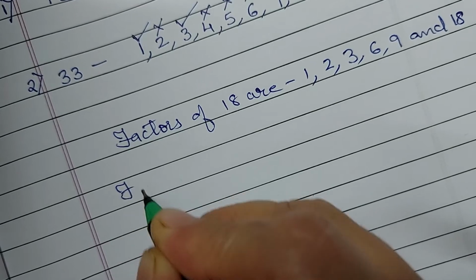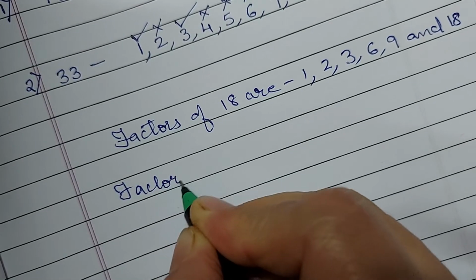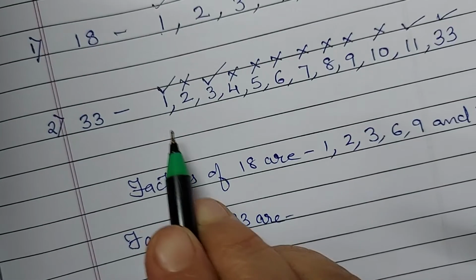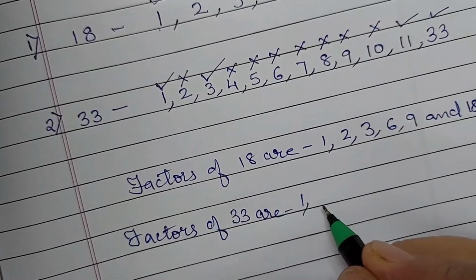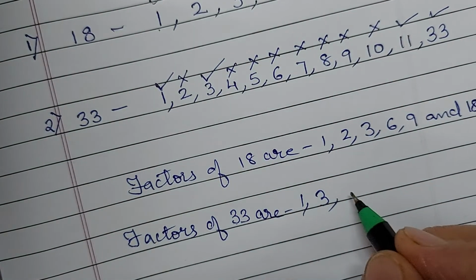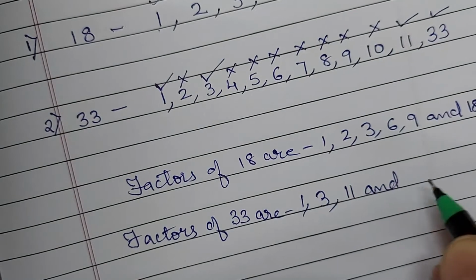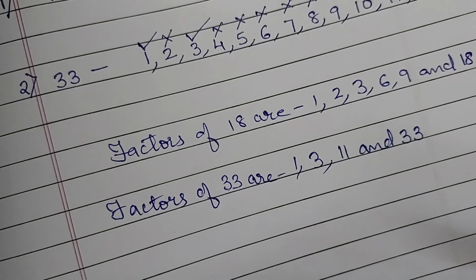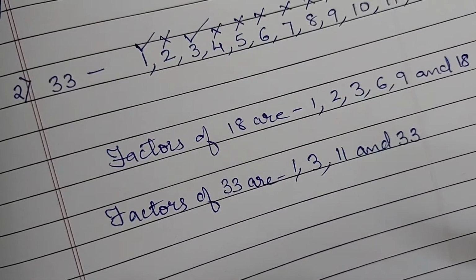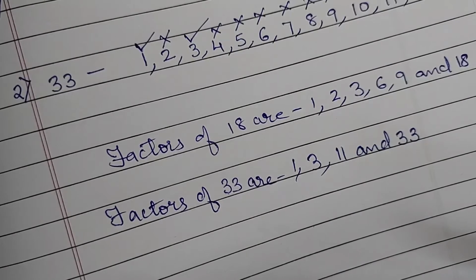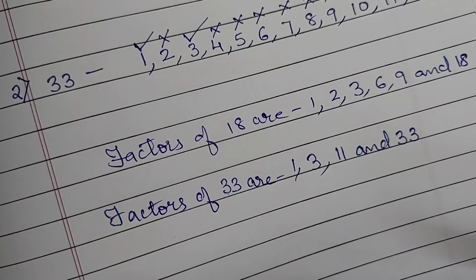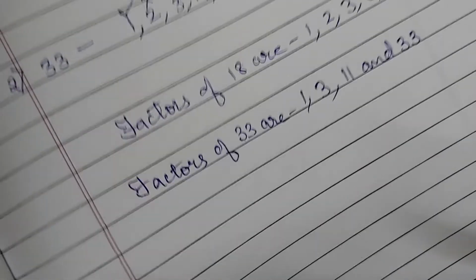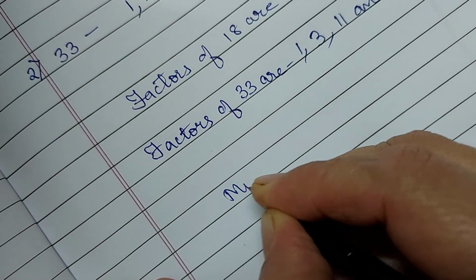Now I'll write factors of 33. Factors of 33 are, now what we wrote here? 1, 3, 11 and 33. Okay, understood, children? In this way we have to write the factors. If teacher is telling you to write all the factors, write all the factors. If teacher is asking you to write 2 factors, 3 factors, whatever is asked, read the question properly and understand and then solve it.